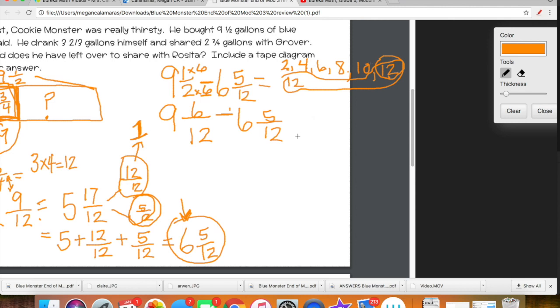Okay? So now we can just go ahead and do the good work. We're going to subtract 9 minus 6 first, which is 3. Then 6 twelfths minus 5 twelfths, 1 twelfth. So this question mark is equal to 3 and 1 twelfth. Cool? Lots and lots of work. Feel free to pause, rewind, whatever you need to do to make sense of this problem. You guys have the tools to be successful.